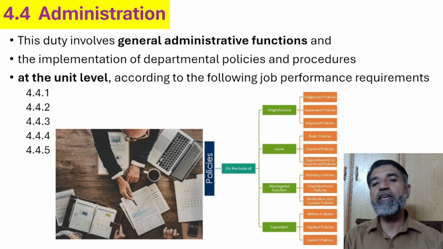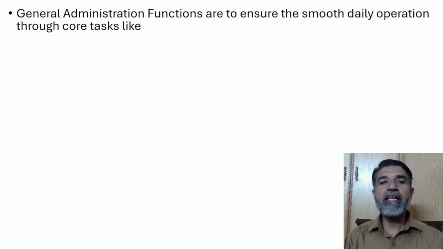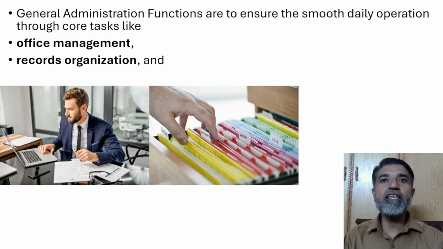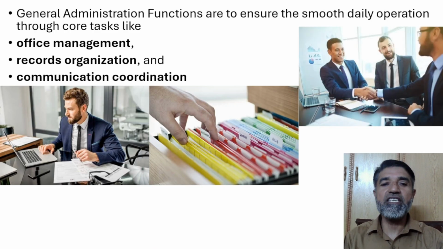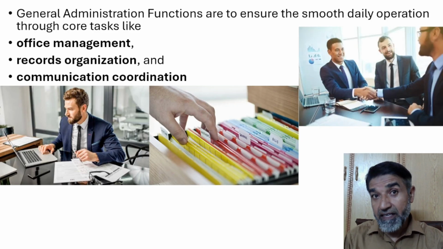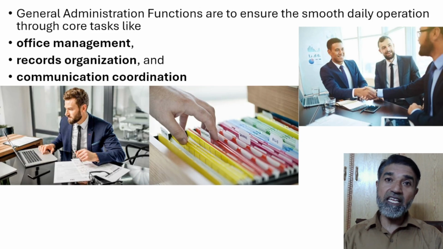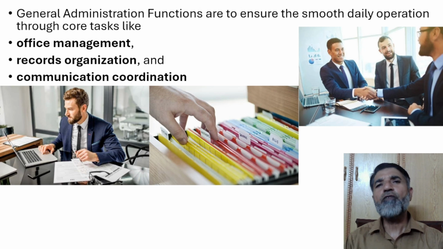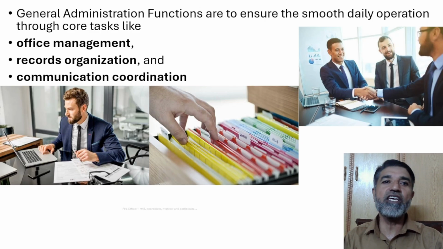According to the following job performance requirements, general administrative functions are to ensure smooth daily operation through core tasks like office management, record organization, how to save the data, and communication and cooperation, dealing with other organizations, other departments, and the public, but at an appropriate level, because Fire Officer 1 is the junior officer. He is not at the administrative level, he is not at that bigger managerial side.